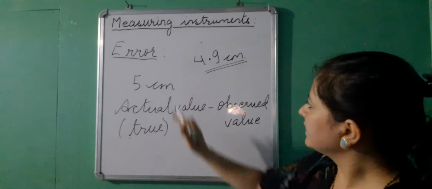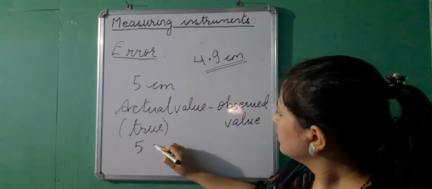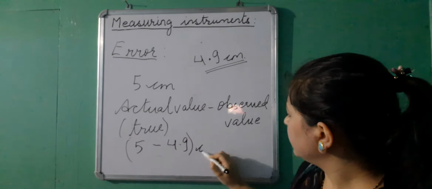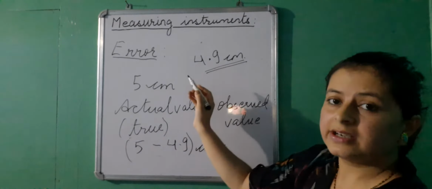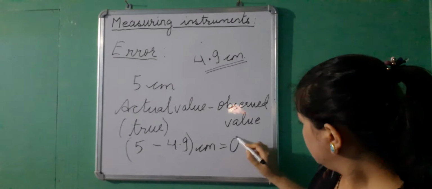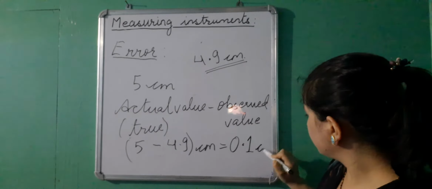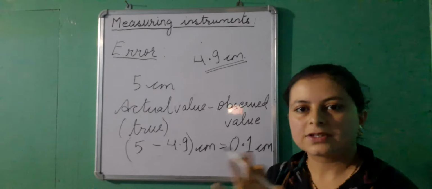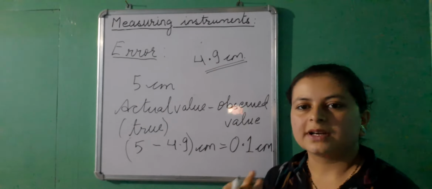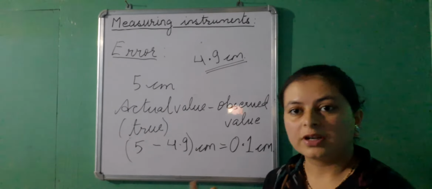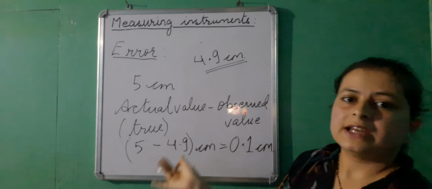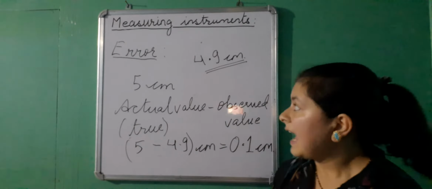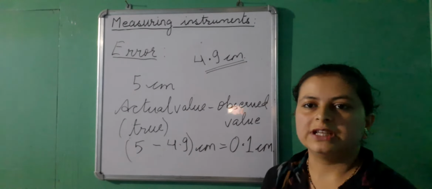If I subtract them, if I take 5 centimeter minus 4.9 centimeter, I can put it in brackets, then the error that has occurred here is 0.1 centimeter. So this is how an error may arise. The actual value will be different, but due to a faulty instrument or due to a fault of the observer, the measured value may be different. The difference between the actual or true value and the observed or measured value is called error.